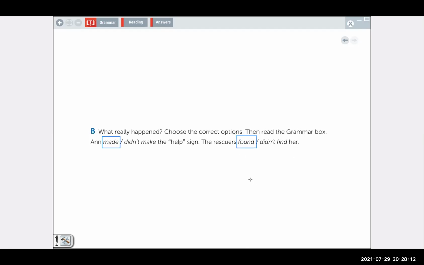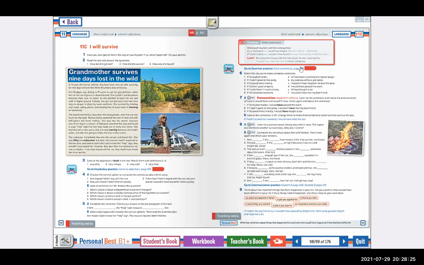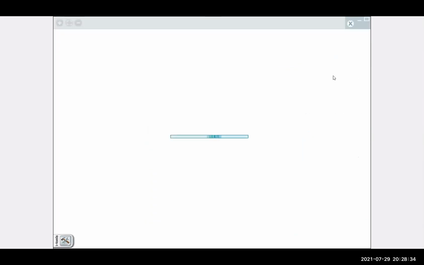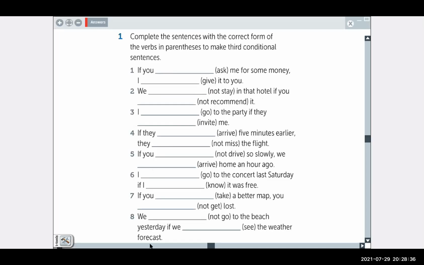Found her, right? So this is a real situation, and we are talking about the hypothetical situation with the third conditional. Very good. So I want you to go to page 133, and here we have some more examples, exercises to form the third conditional tense, okay? I'm going to give you some minutes so you can complete these exercises. Complete the sentences with the correct form of the verbs in parentheses to make third conditional sentences.